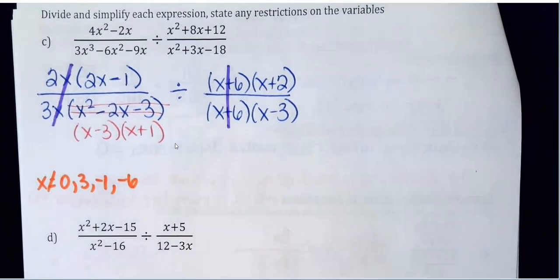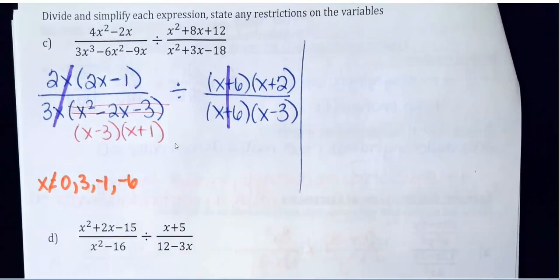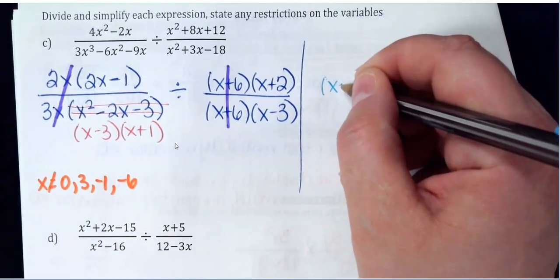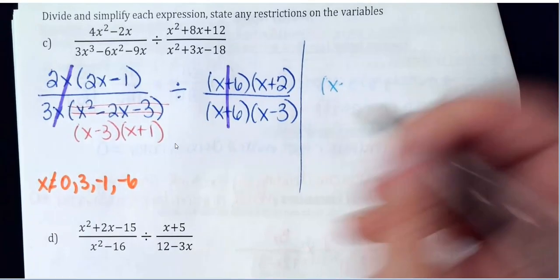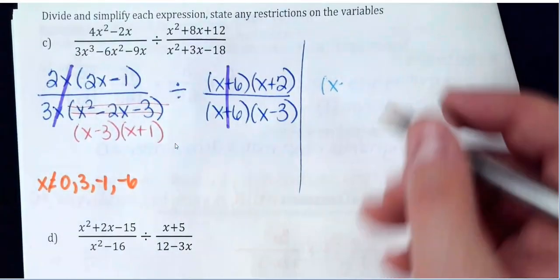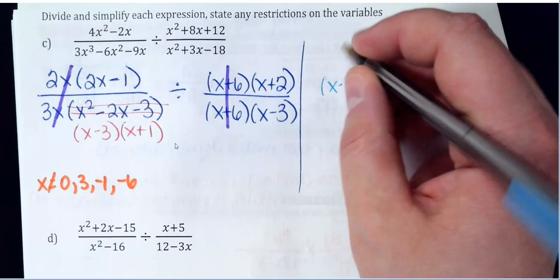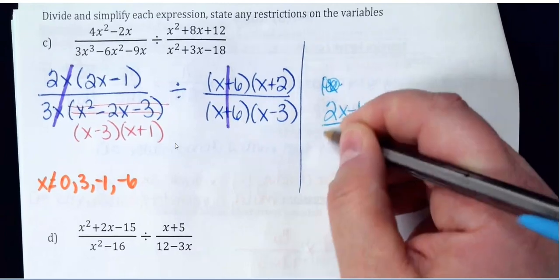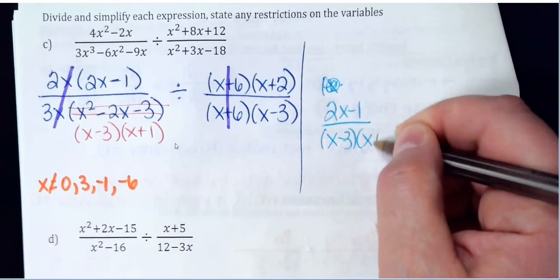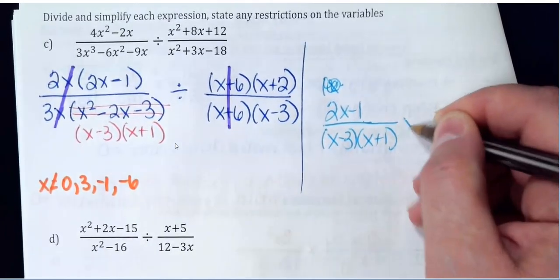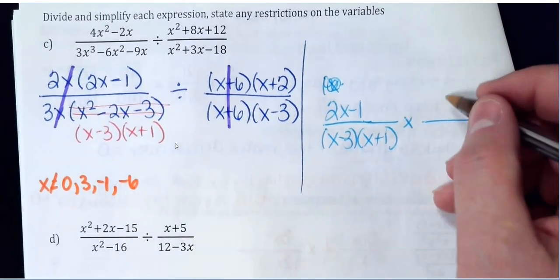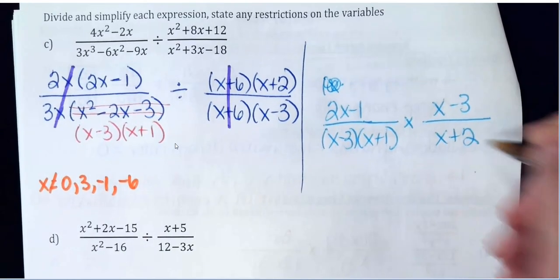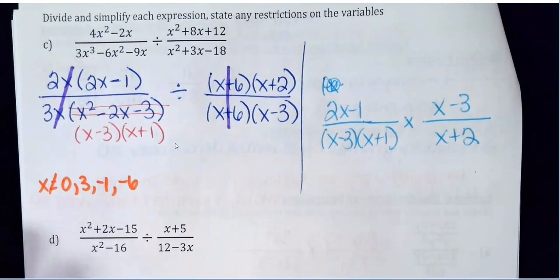Okay, now I'm going to flip this over. So then with what I have left, I'm just going to leave the factored form. They are going to cancel, but I got to flip it over first. So I have 2x minus 1, and then we have x minus 3, x plus 1. Then I'm going to change this to multiplication and flip this over what I have left. So then the x minus 3 goes in the top, x plus 2 goes in the bottom, and just a little bit more cancels out here.